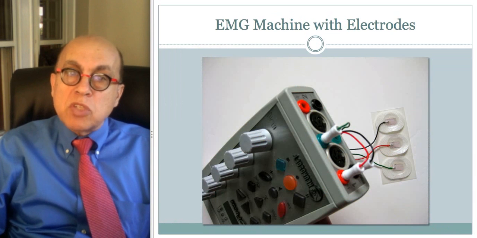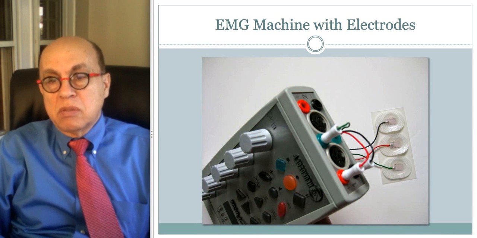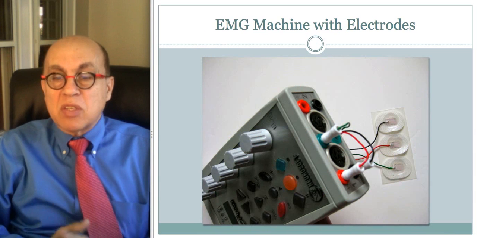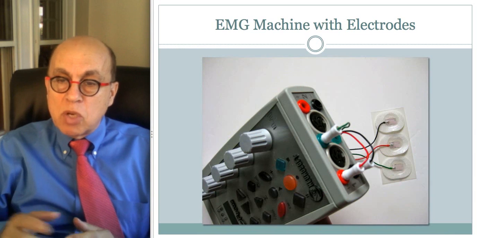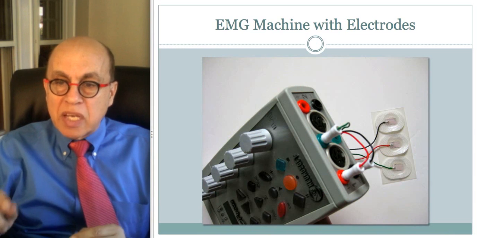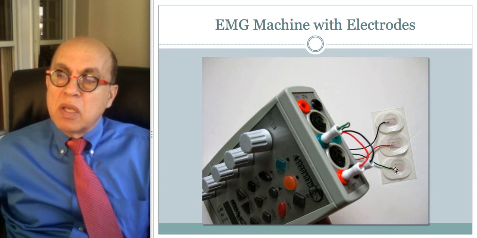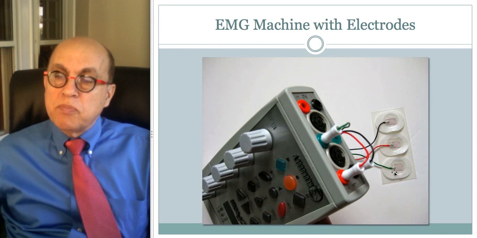So, how do we do EMGs and nerve conductions? What does it take to do EMG and nerve conductions? Well, here's an EMG machine. It's upside down the way you see it right now, but it's a fully functional EMG machine. And the reason I'm showing it to you this way is I want to show you the electrodes that plug into it. When you look at the electrodes, there are 3 of them connected to the EMG machine.